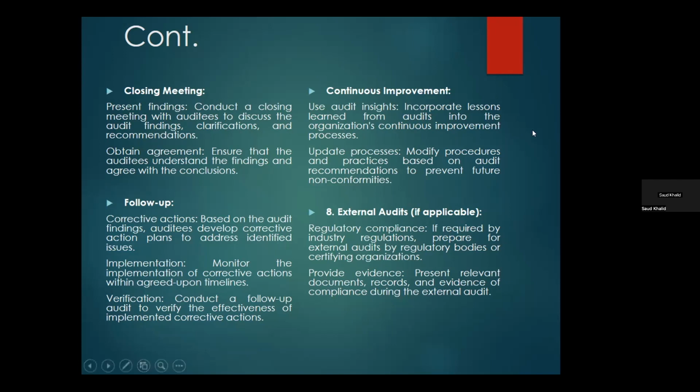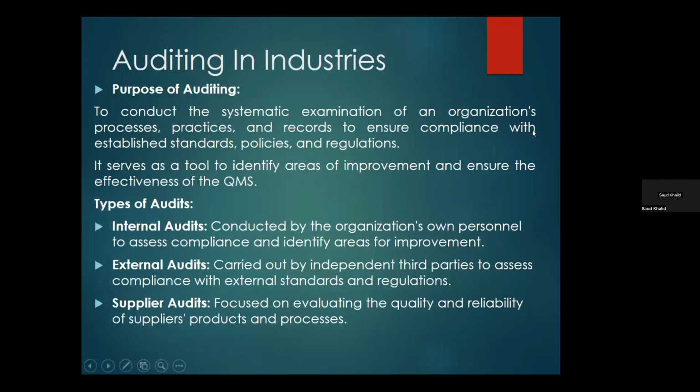Okay. Next is auditing in industries. Purpose of auditing. As we have just discussed, the purpose is to ensure that the processes, practices, and records carried out in an organization comply with the standard and policies. In most cases, the standards are ISO standards, ISO 9001, ISO 9000, or ISO 11002 here in Pakistan. So there are different types of standards based on local or domestic government as well as international standards.